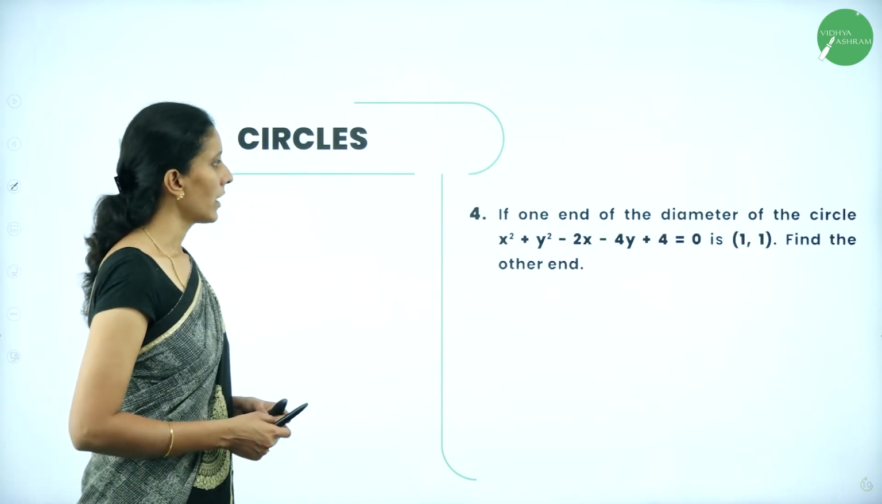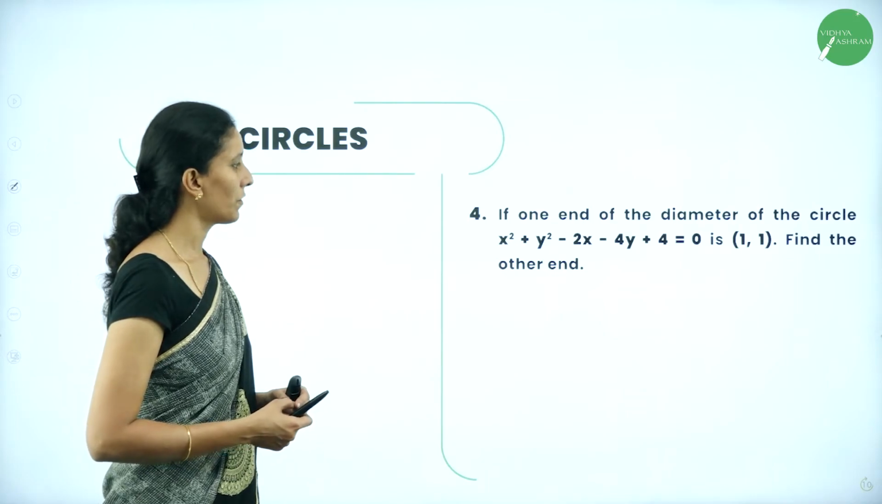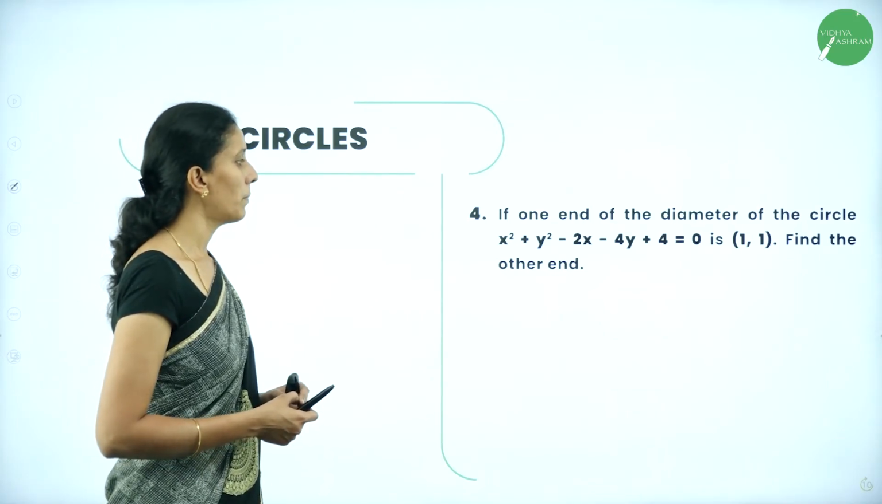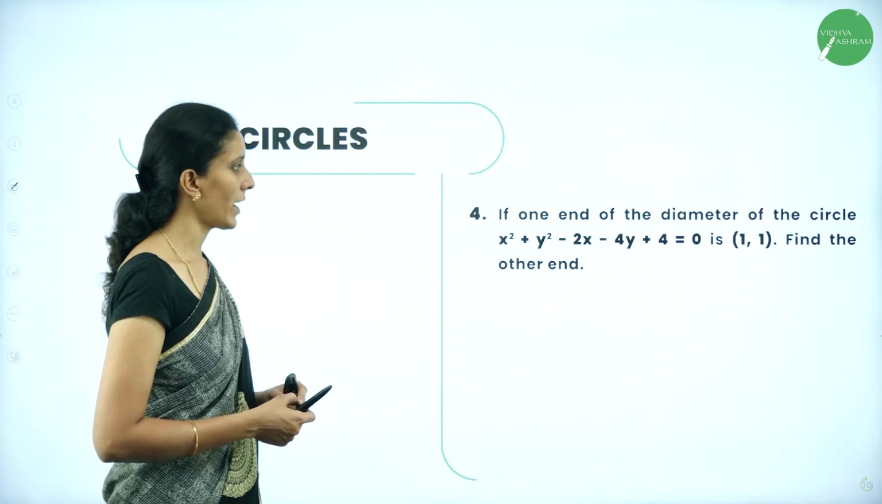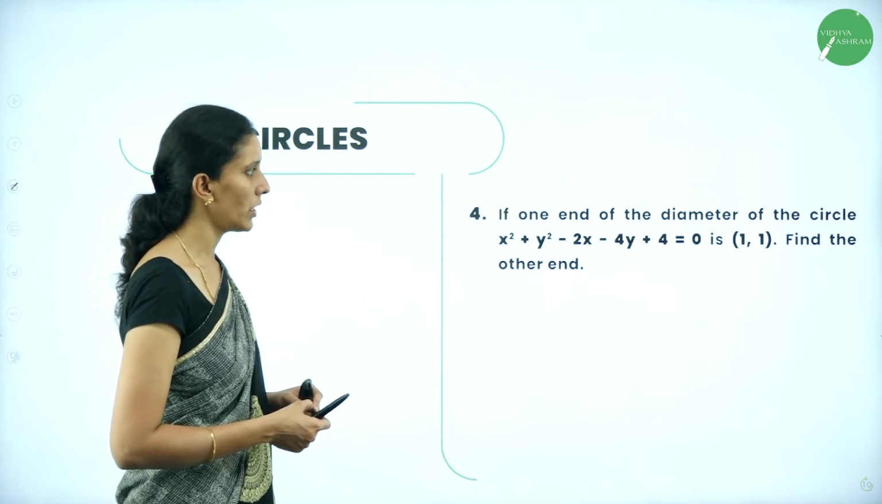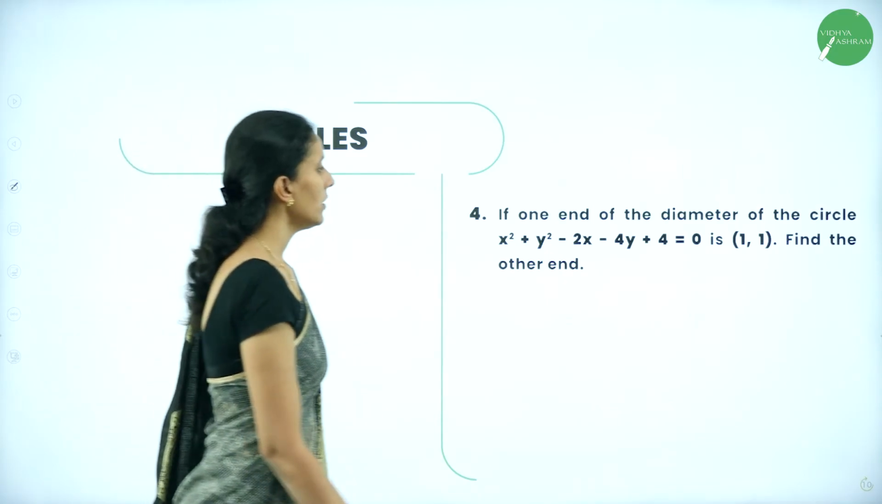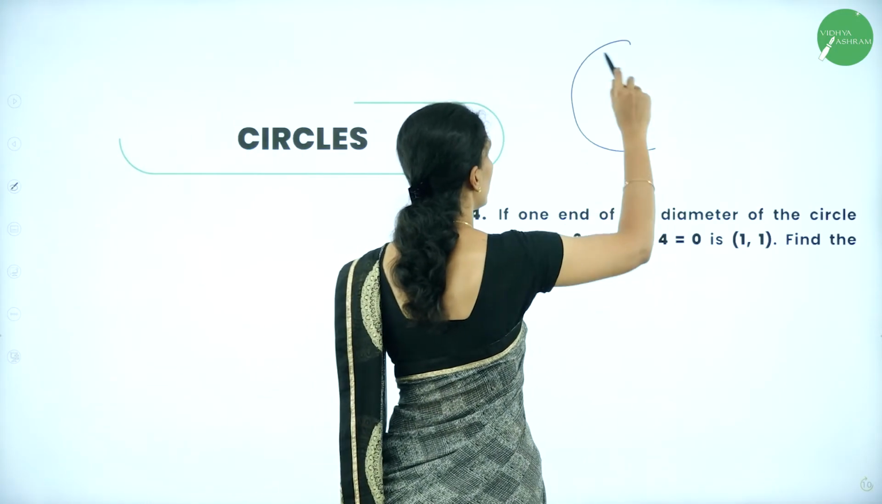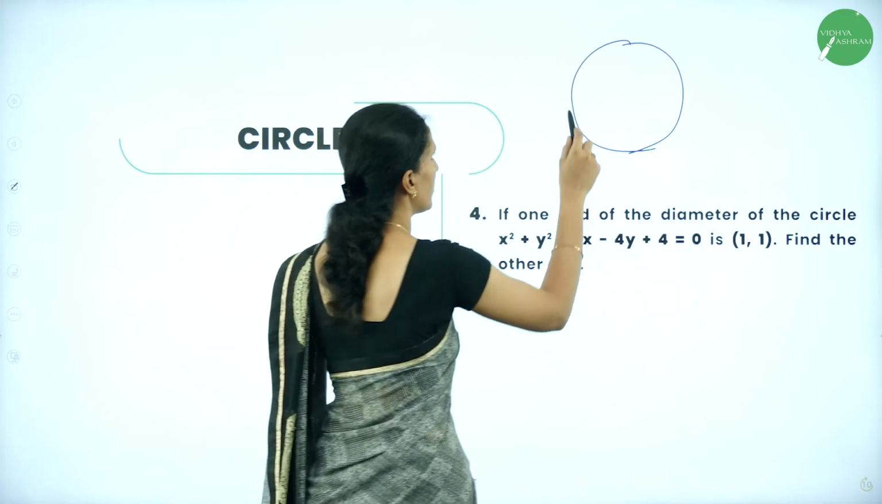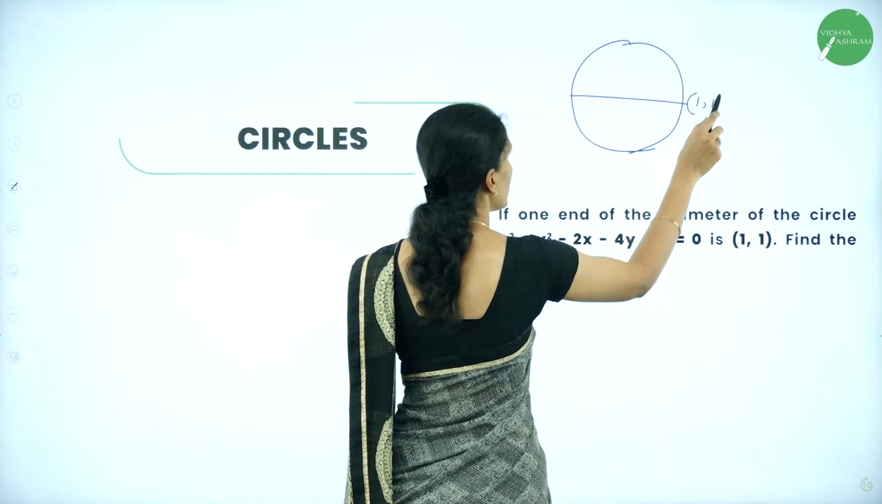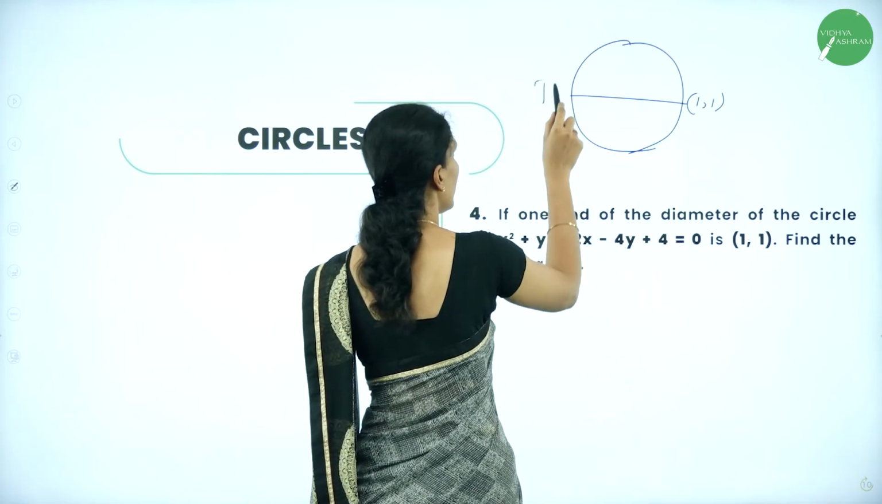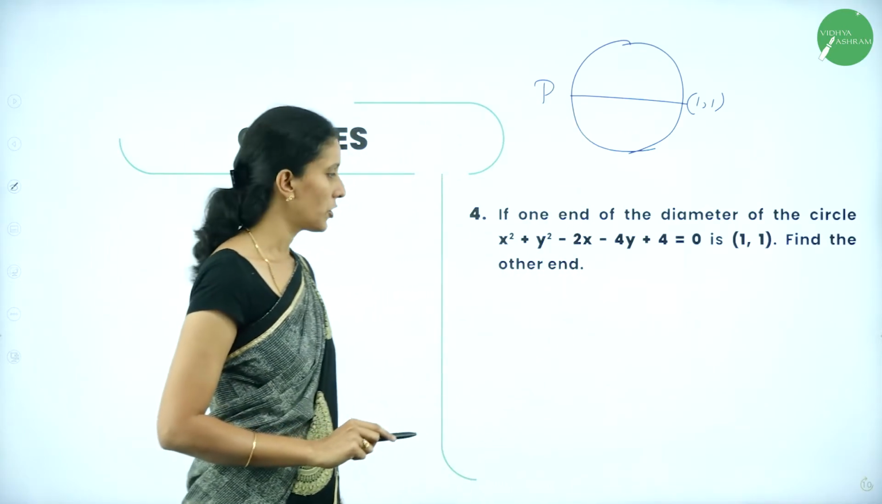Next question. If one end of the diameter of the circle x square plus y square minus 2x minus 4y plus 4 is equal to 0 is 1, 1, find the other end. So here if this is the circle given, we have a diameter whose end point is 1, 1. So let me take the other end point as point P.